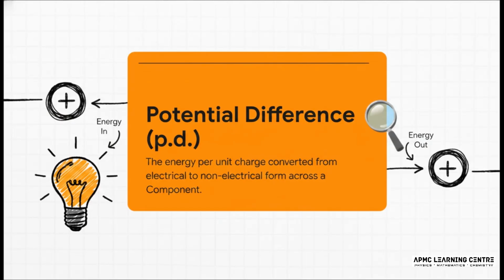So if EMF is the energy our charge gets at the start, then potential difference, or PD, is the energy it gives up along the way. As our charge is traveling, it passes through different things, right? Like a light bulb. The PD is what measures how much energy gets handed over from the charge to that one specific component. This is our energy out.